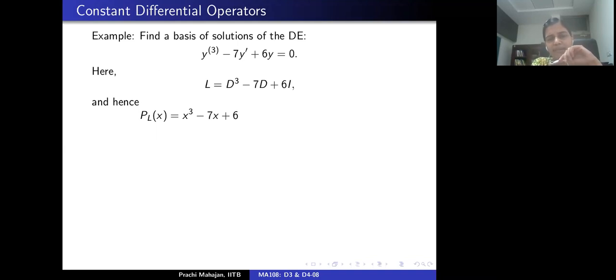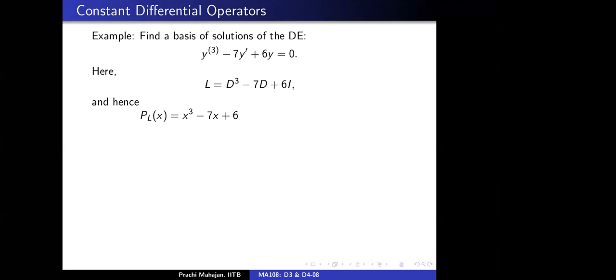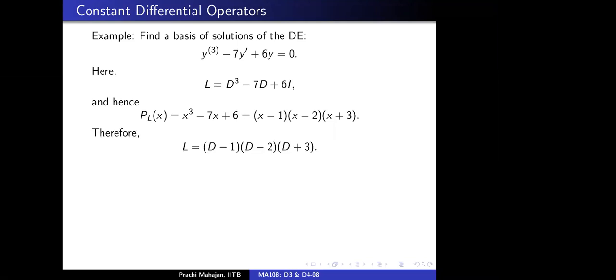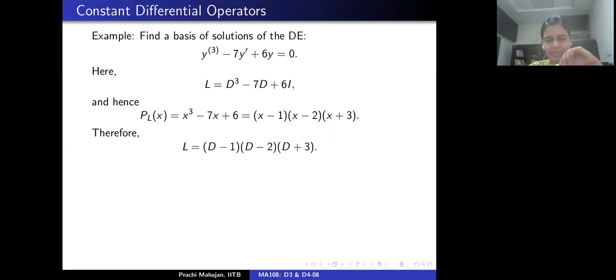So, what are the roots of the characteristic polynomial in this case? One of them is 1, right? Once you figure out one of the roots, then you get a quadratic, and it's easy to factorize that. So it turns out x minus 1, x minus 2, x plus 3 are factors, and we have a cubic polynomial, so we're done. Which means that by what we just discussed, one is able to write down this operator L as the product D minus 1, D minus 2, and D plus 3. And what one should do is look at the kernel of each of these three linear operators of order 1.